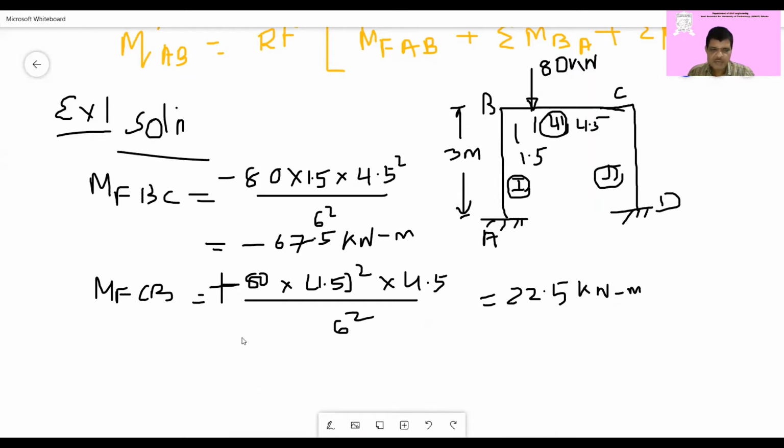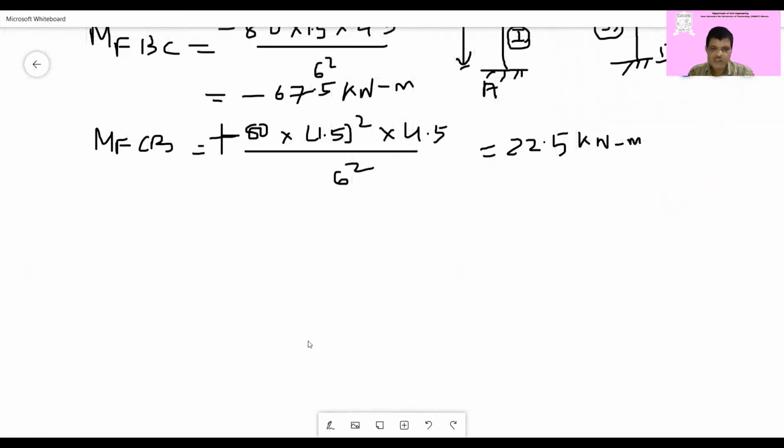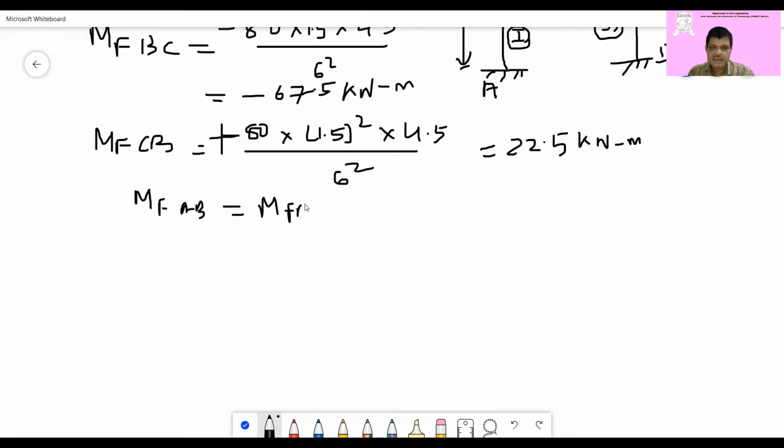Now, what is the value of other moments? So fixed end moments for other things we can write down is equal to 0. That is MF AB, that is equal to MF BA, that is equal to MF CD, that is equal to MF BC, is equal to 0. All the fixed end moments will be 0 because there will be no load.